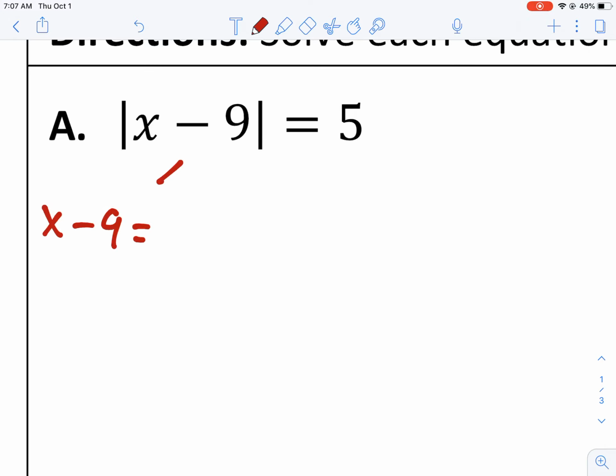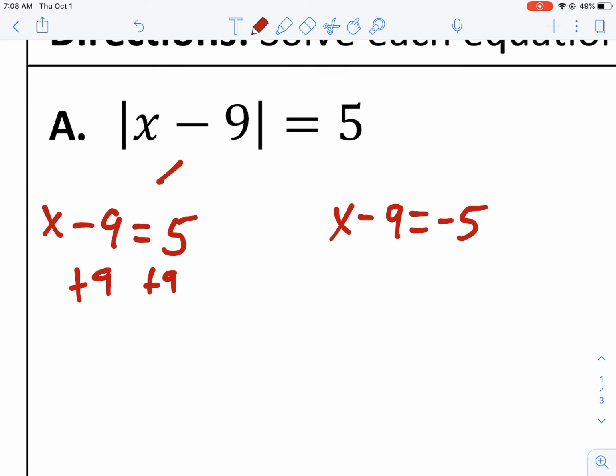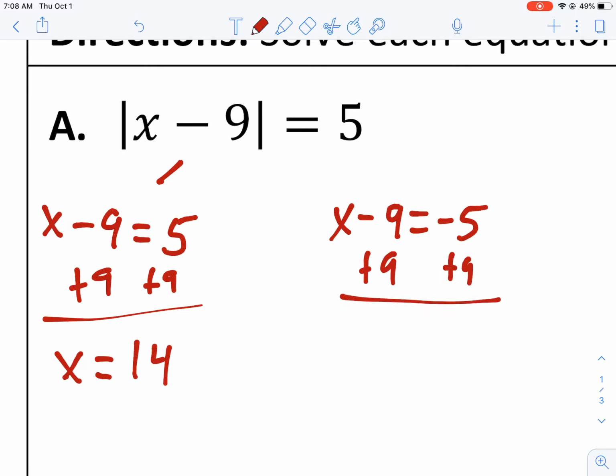So x minus 9 could equal 5, but x minus 9 could equal negative 5 too, because if x minus 9 ended up equaling negative 5, then that would turn into positive 5. So you really have two equations to solve, and then once you split it up, you're just going to solve them separately, right? So we've got x equals 14, add the 9 over in this case, and we've got x equals 4, all right? So you should be getting two answers for these.